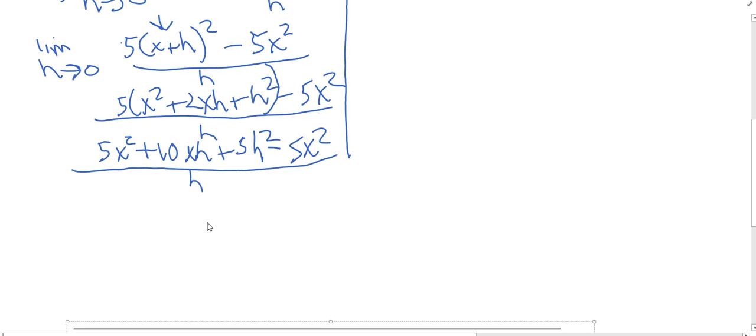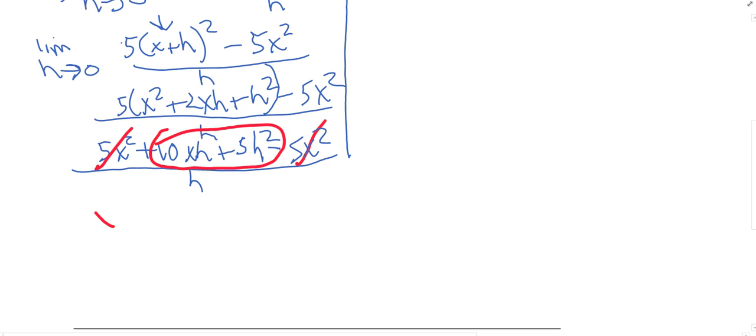And then finally, we can start canceling out. So we have 5x squared minus 5x squared. That term is canceled. And then the other two remaining terms both share an h. So I'm going to go ahead and factor. I suppose I could factor a 5 out. That's not really necessary. So let me just erase that.